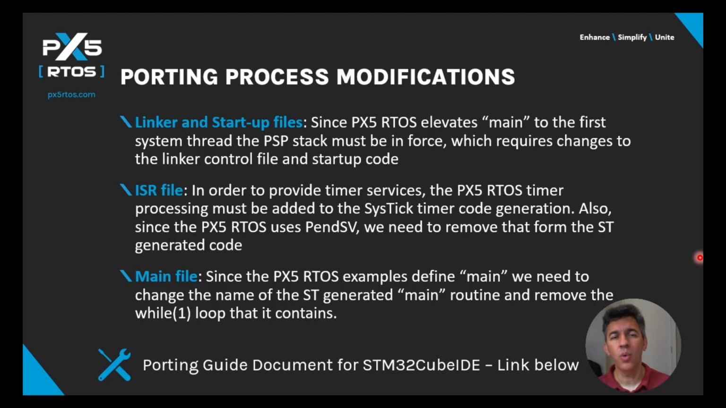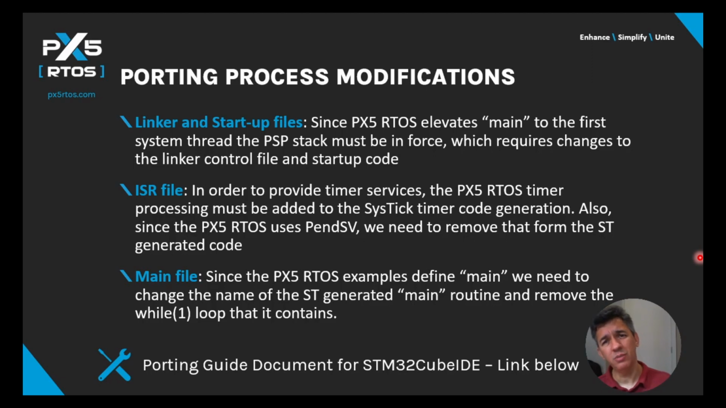Let's take a look at why we need to do these changes. So first we need to do small modifications on the linker and the startup file. That's needed because PX5 RTOS elevates main to the first system thread, so we need the PSP stack to be there. After that, we need to change the ISR file.